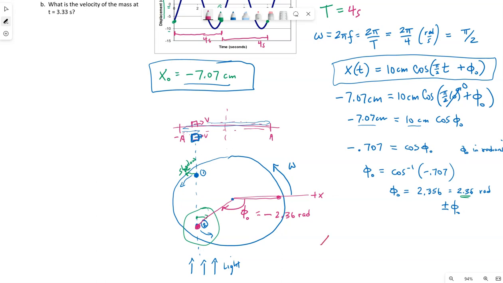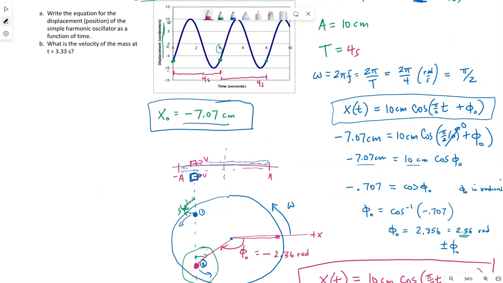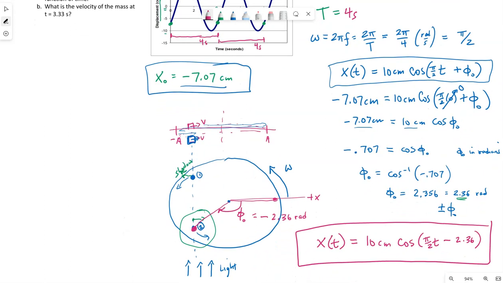So the equation of motion, we can write the position of this particular oscillator as a function of time, would be written as 10 centimeters cosine of pi halves t minus 2.36 radians. This is the answer to this part A up here, where we were asked to write the equation for the displacement or position of the simple harmonic oscillator as a function of time. This is our answer to part A.